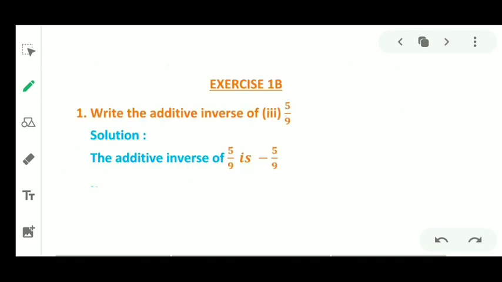Now moving to exercise 1b. First question is, write the additive inverse of 5/9. We have to find the additive inverse of 5/9. The additive inverse of 5/9 is -5/9, because the additive inverse of a rational number is the negative of the same rational number. So the additive inverse of 5/9 is -5/9.